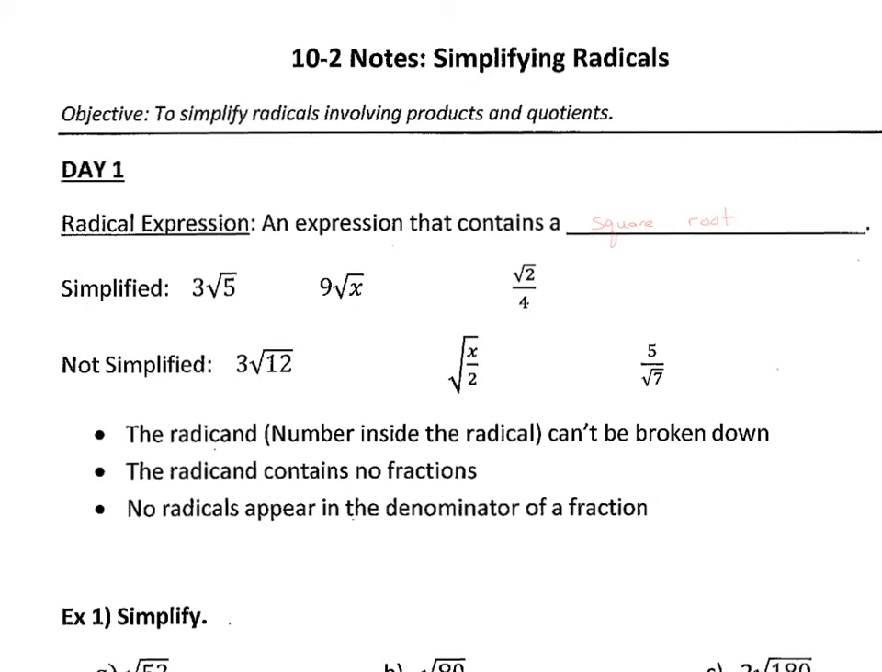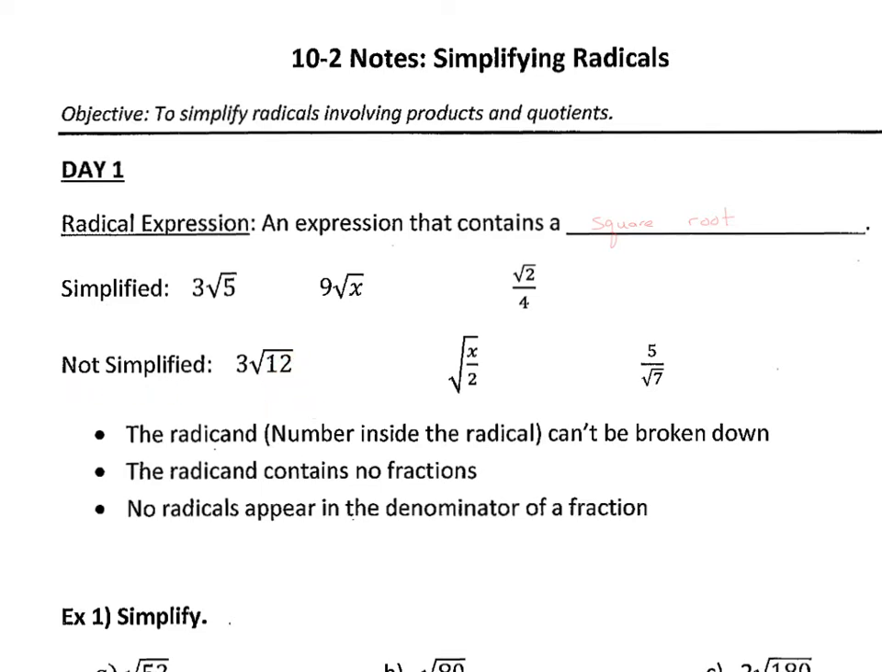Okay, so looking at the simplified here, this guy right here. Sorry guys, there we go. Looking at the simplified, if we're looking at this, this, and this, the radicand, which is the number inside the radical, so 2, x, 5, those are all radicands. Can't be broken down. I can't break 5 down. X, we'll talk about variables here in a little bit, but I can't break it down. The square root of 2, I can't break it down. But if I look down here at these guys where they're not simplified, that 12, I can break the 12 down.